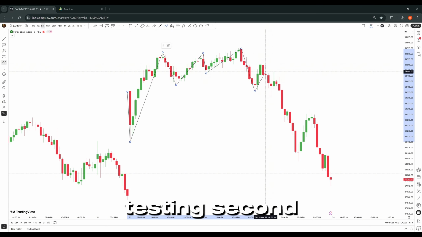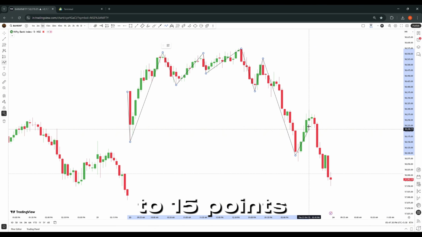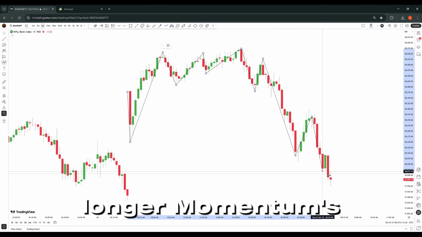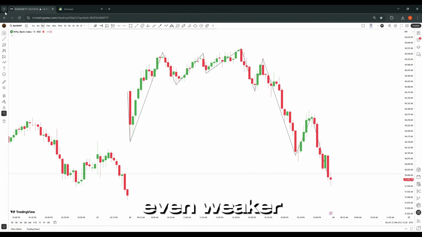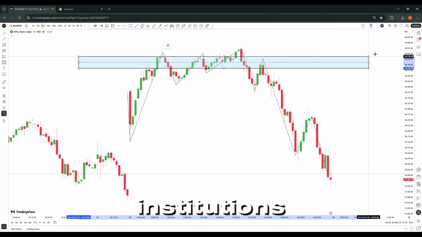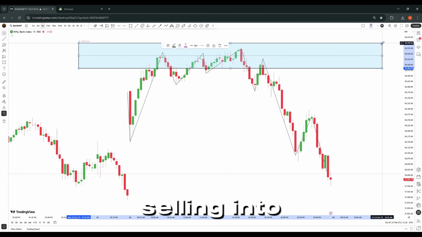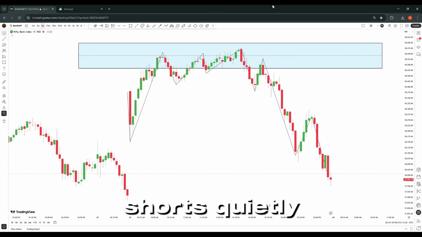That's sellers testing. Second breath, another weak one, body shrinking to 15 points, wick even longer. Momentum's dying. Third breath, your signal, close even weaker, wick dominant. Enter opposite the move on that close. Why? Institutions fade retail euphoria, selling into strength for better fills. Those breaths are them loading shorts quietly.